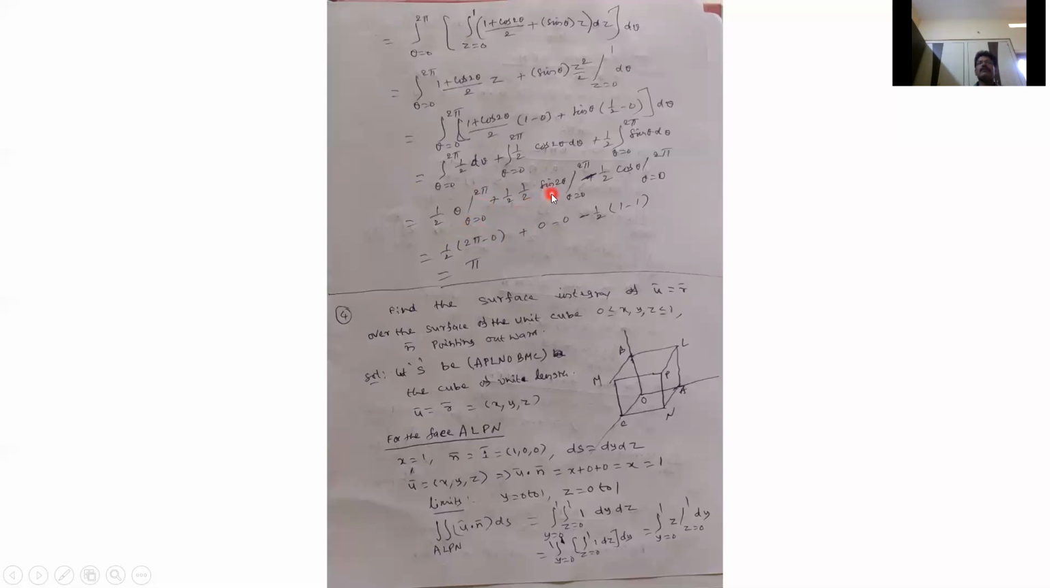And here, at the upper limit, sin 2 theta, that is sin 4 pi, is equal to sin 0, that is 0, minus sin 0, 0. So sin 4 pi is 0. Here cos 2 pi is nothing but cos 0, that is 1, and we know that cos 0 is 1, so 1 minus 1 is 0. So sin 4 pi is 0 and cos 2 pi difference is 0. So finally the 2 will be cancelled, and pi is the answer.